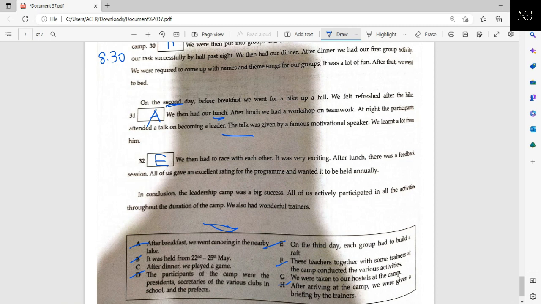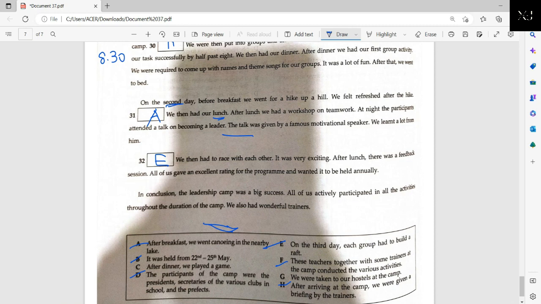There was a feedback session. Feedback is a comment section where usually people give you the comments or the feedback for you to improve yourself, which is a very good session. All of us gave an excellent rating for the program and wanted it to be held annually. Annually means every year. In conclusion, the leadership camp was a big success.